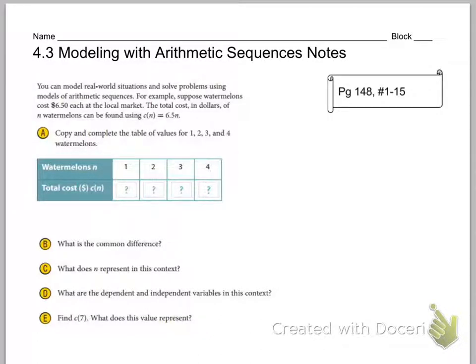Hey everyone, Mr. Newman here, and today we're going to learn how to use our arithmetic sequences when modeling problems. First of all, you can model real-world situations and solve problems using these arithmetic sequences in this example.